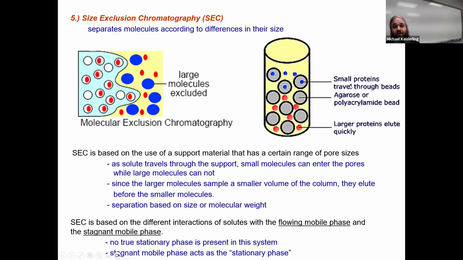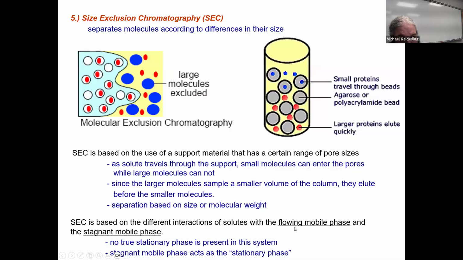And what will happen is that the smaller proteins will travel through these beads while the larger proteins will travel around them and elute more quickly. So as the solute travels through the support, small molecules can enter the pores while large molecules can't. So the larger molecules sample a smaller volume of the column. They elute before the smaller volume molecules, and the separation is based on size or molecular weight.